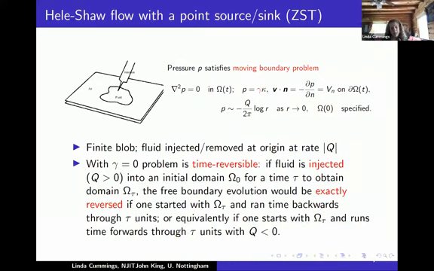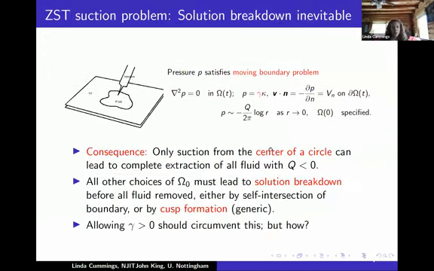So basically, P goes to minus P in the solution when we reverse time or when we change the sign of Q. So you've got this time reversibility in the zero surface tension problem. Okay. Now, an important consequence of this is that it makes it easy to show that solution breakdown is almost inevitable in the zero surface tension problem with suction.